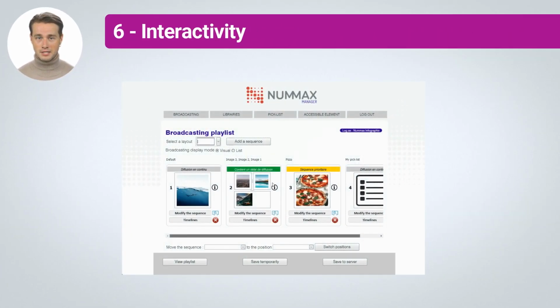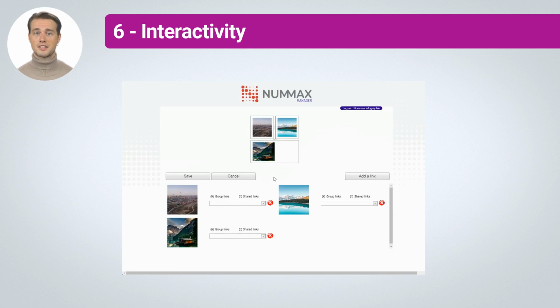Now let's see how to make our content interactive. On sequence 2 of our broadcast playlist, click on the touch icon represented by a finger touching a blue rectangle. If the icon is not visible, please contact Nummax to activate this feature. Interactivity uses the URLs you've saved in your link library, as we saw in the first part of this tutorial. You can assign a link to each area of your sequence. This link will be triggered when a user taps the area on the kiosk. We're only going to assign the previously saved link to the bottom area of the sequence.